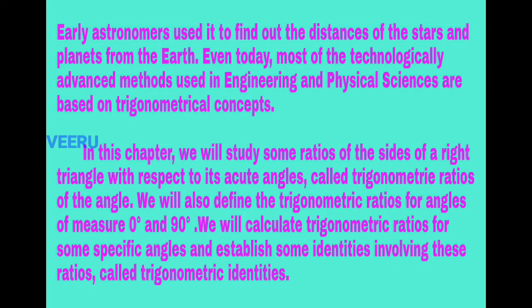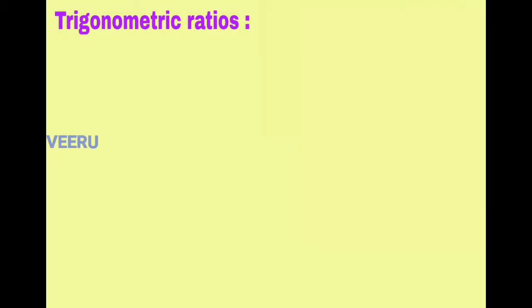In this chapter, we will study some ratios of the sides of the right triangle with respect to its acute angles called trigonometric ratios of the angle. We will also define the trigonometric ratios for angles of measure 0 degree and 90 degree. We will calculate trigonometric ratios for some specific angles and establish some identities involving these ratios called trigonometric identities. First, let us know about trigonometric ratios.